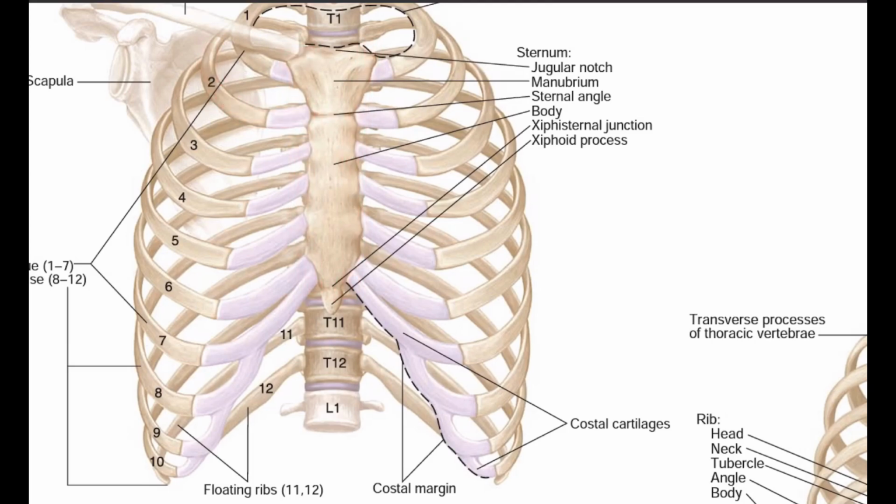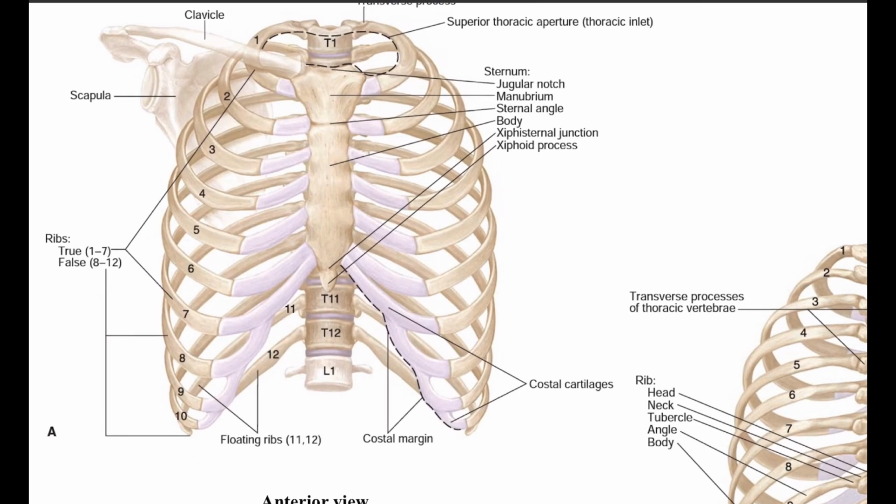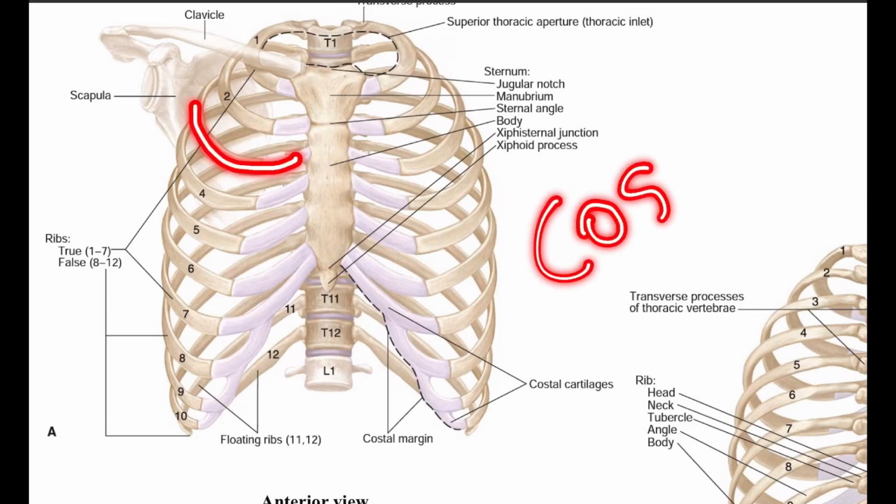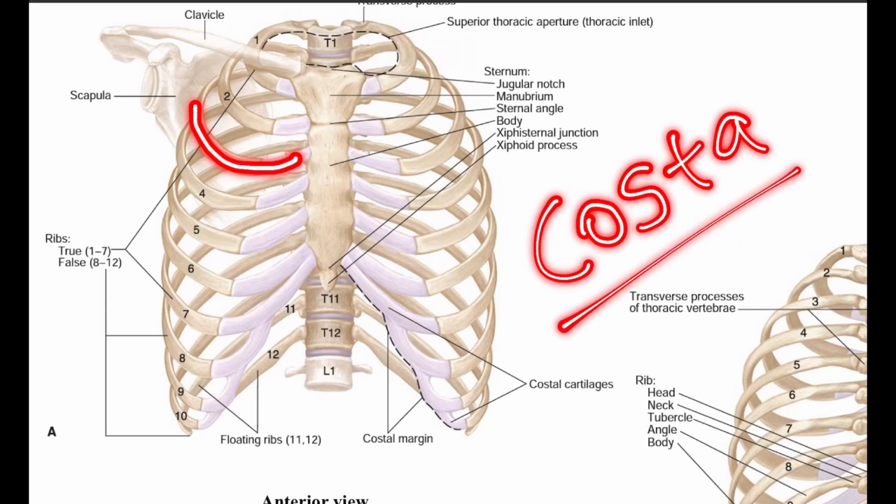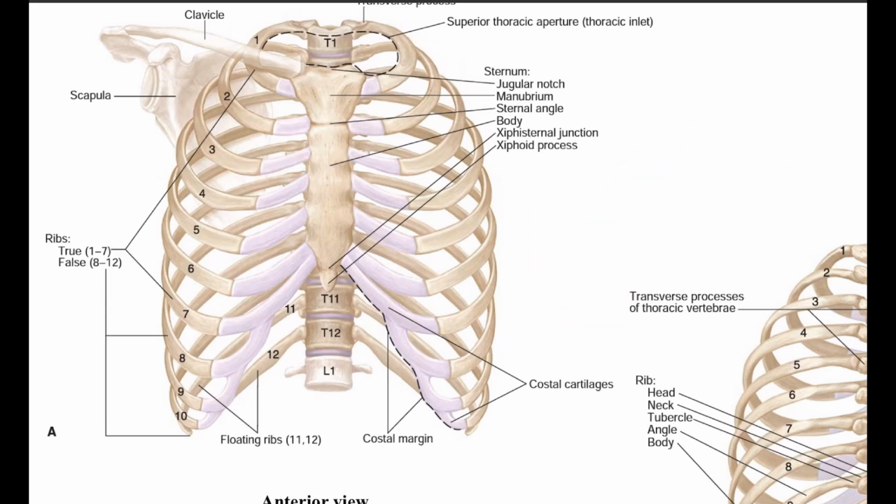So the anterior ends of the ribs are connected to costal cartilage. You can see the anterior ends are connected to the costal cartilage. The ribs along with the costal cartilage constitute the costa, C-O-S-T-A, costa. The ribs and their costal cartilages form the greater part of the thoracic skeleton. Normally there are 12 pairs of ribs. The ribs are arranged one below the other, and the gaps between adjacent ribs are called intercostal spaces.